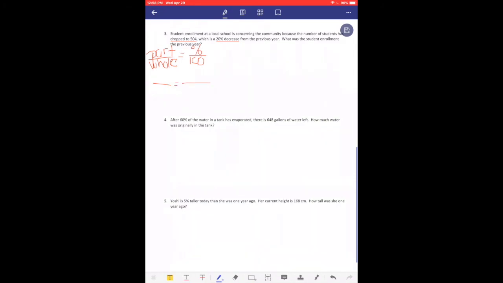For the percent section, it says there was a 20% decrease. So decrease means I'm going to subtract. So I start with 100%, and then I subtract 20%. And when I do 100 minus 20, you'll get 80%. So in the percent section, I'm going to put the number 80. Remember, 100 always stays in the bottom right corner.